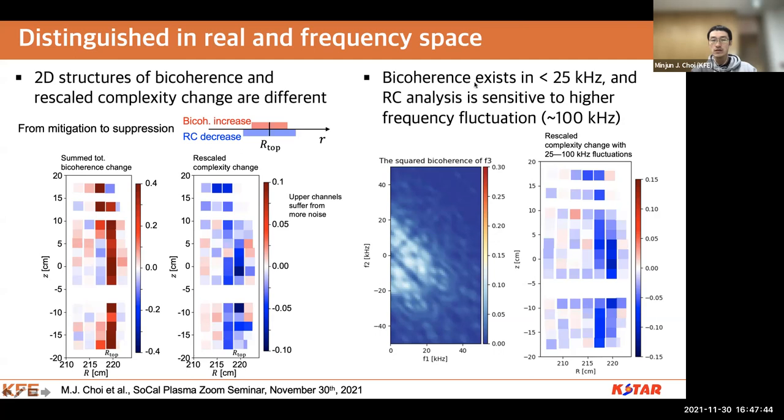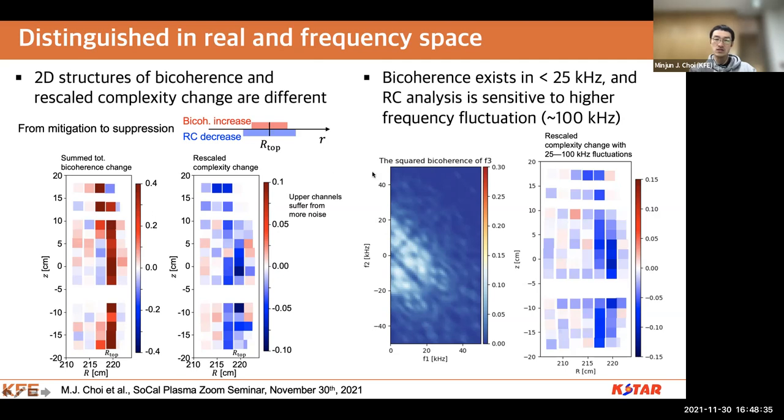And also we found that the bicoherence exists in the low frequency, as you can see here, for example, and the RC analysis is more sensitive to the higher frequency fluctuation. I explained before that this is because we selected only 5 points, or 10 microseconds, to calculate this probability distribution and the rescaled complexity. So this is the rescaled complexity change with only signals of 25 to 100 kilohertz fluctuation, and this structure is more or less similar to the raw data analysis. So most of the contribution comes from the high frequency component, while the bicoherence exists in the low frequencies.